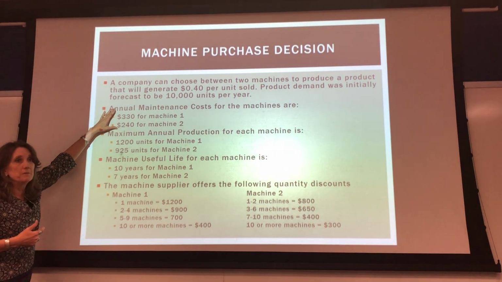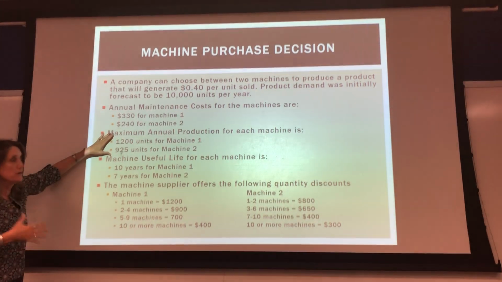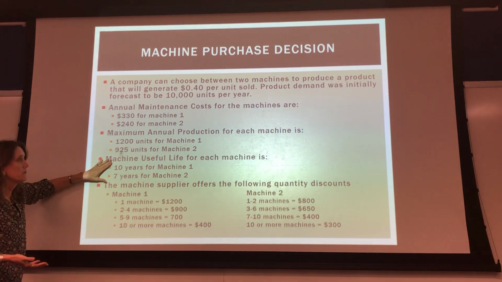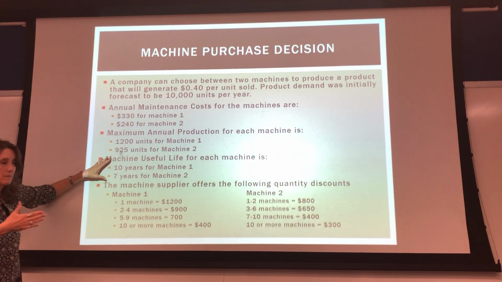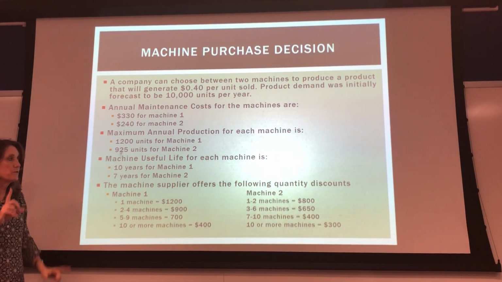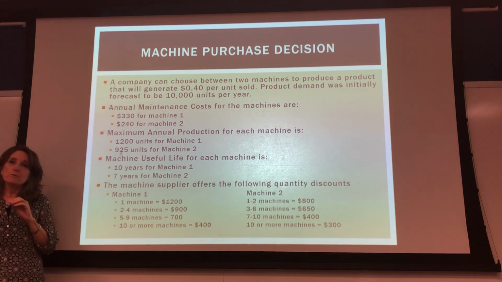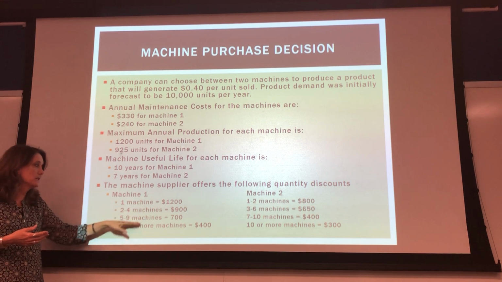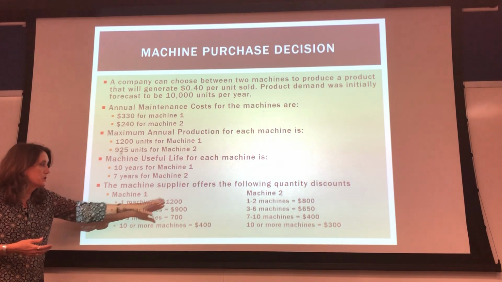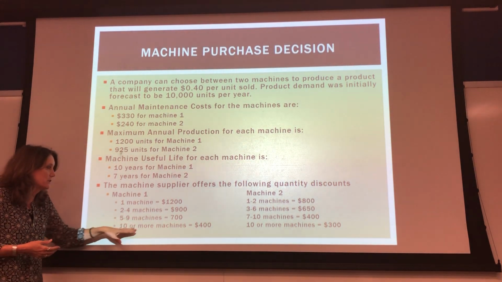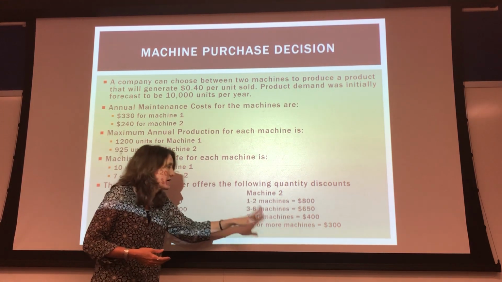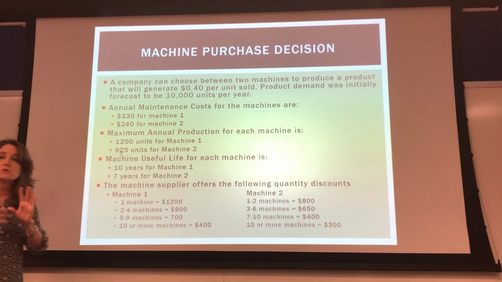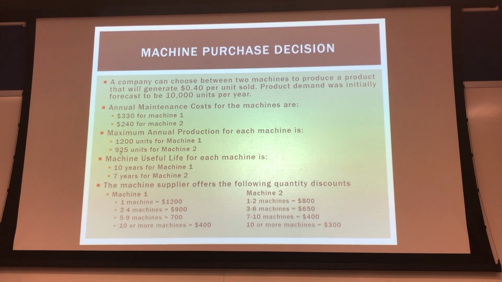Now there are these two machines and they have some differences. They have different annual maintenance costs, different annual production capacity, and different useful lifetimes. They have different prices, and both of them have quantity discount structures, but their price breaks are at different places. One machine, you pay the highest price for 1 or 2, then 2 to 4, then 3 to 6, and the prices are different. Those are the things we know, and those will be on the spreadsheet.